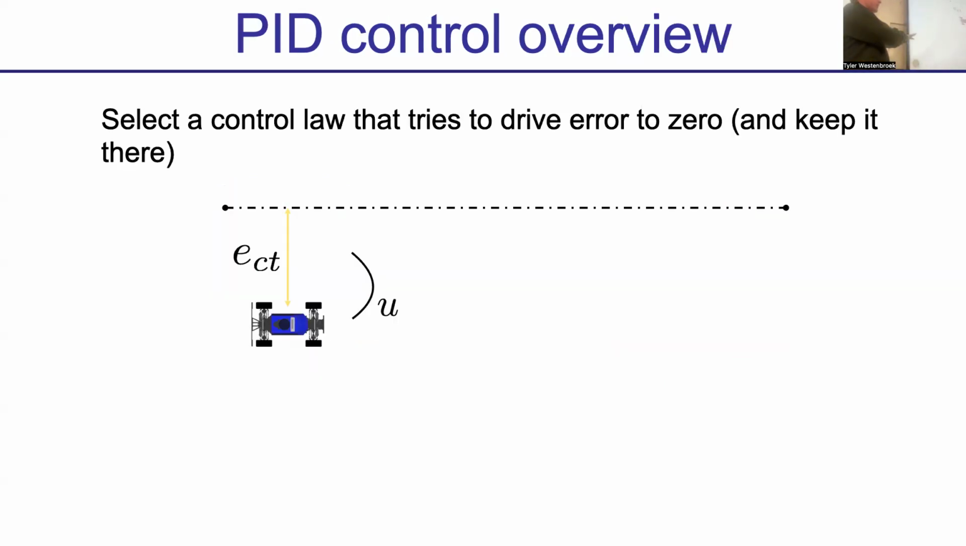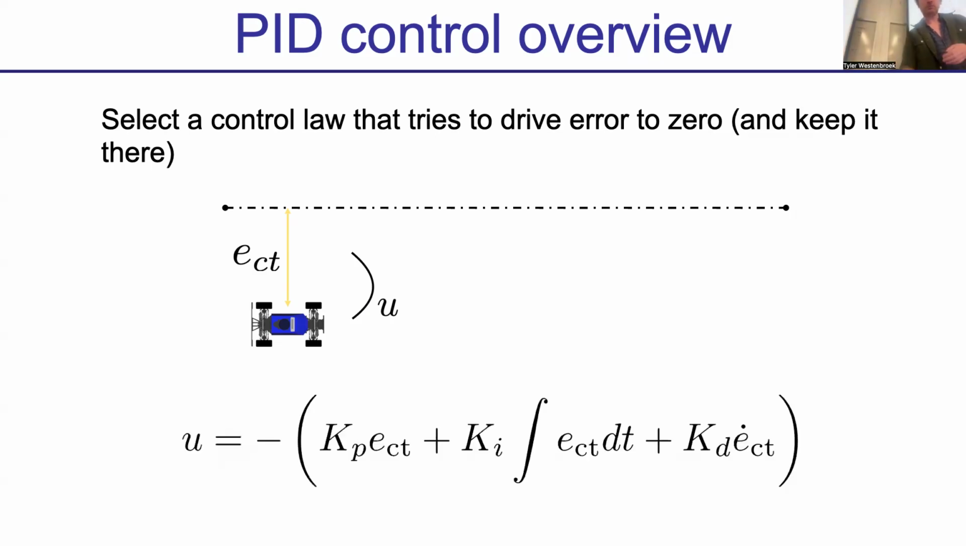So what is our goal? Our goal is to take in our tracking control error and come up with a systematic way of choosing our control input U, so our heading angle, to drive this tracking error to zero and to keep it there forever. Okay, so this is the PID control law, and there's a few parts to it. We're just going to spend the rest of the class peeling apart what they are and what they do.